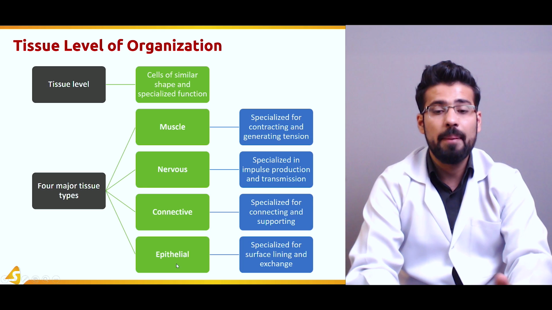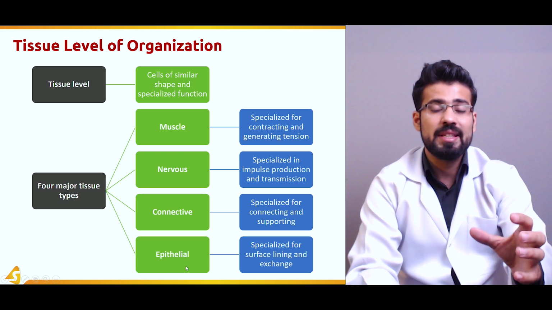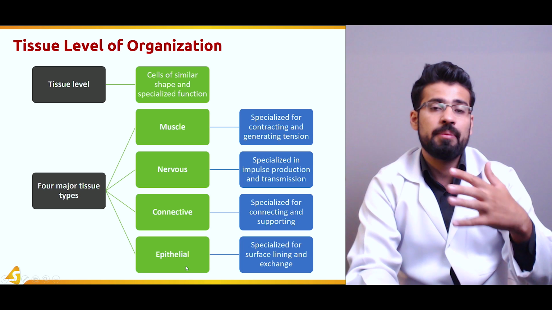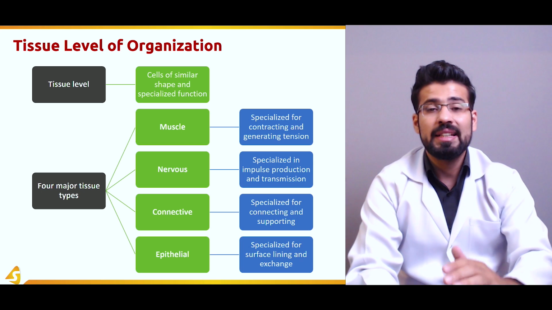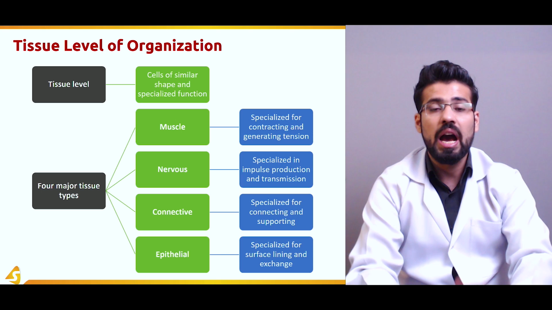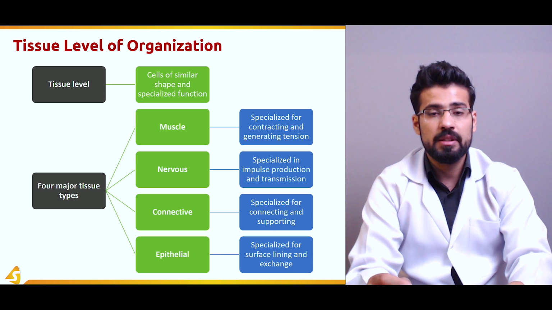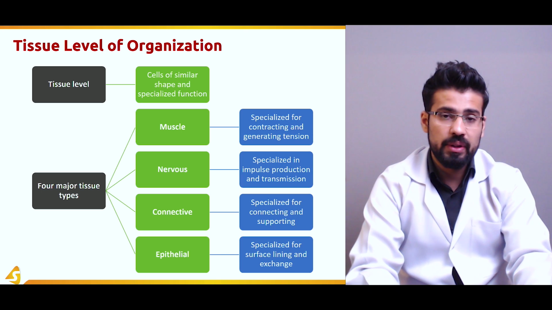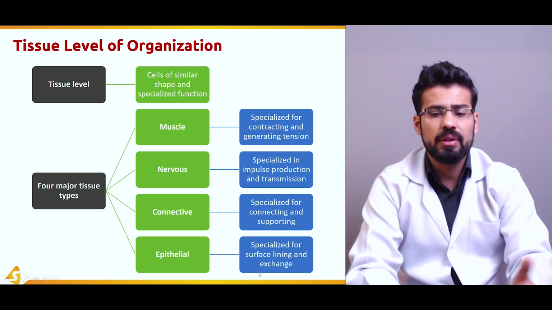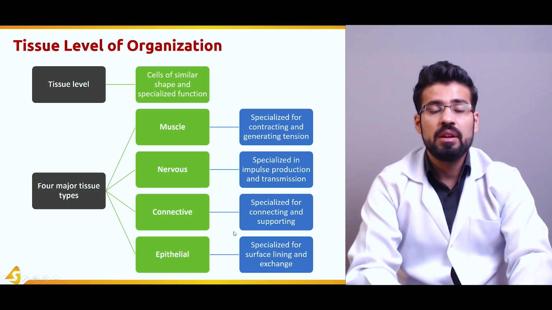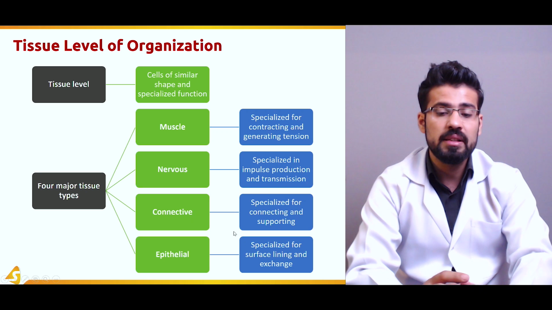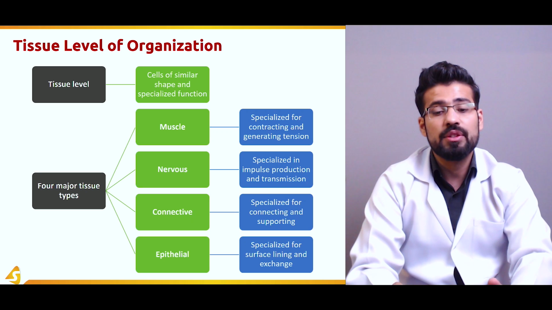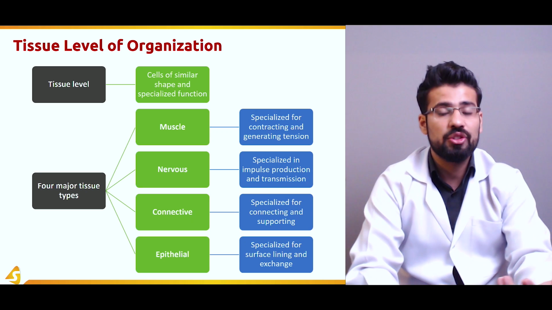And then there is the epithelial tissue, whose primary function is to prevent the entrance of unwanted particles. There are different types of epithelium, which we are going to discuss in detail. So to summarize, the epithelium is specialized for surface lining and the exchange of materials.